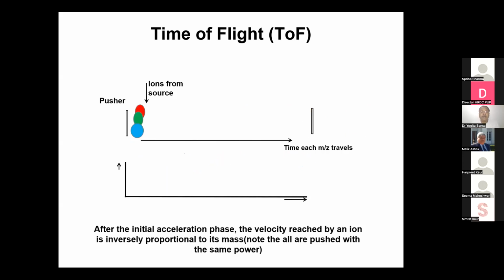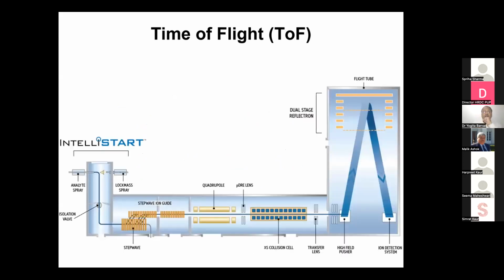Just see again. Red one is smaller, green one is larger, and blue one is the largest. Red one, because its mass is less, its velocity is maximum. Red followed by green and then blue. Then accordingly we get a mass spectrum. So this is how a time of flight instrument works.